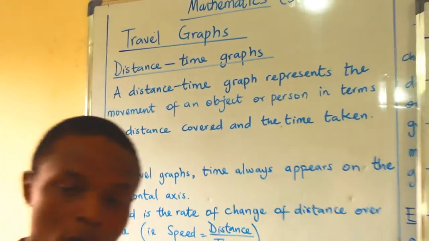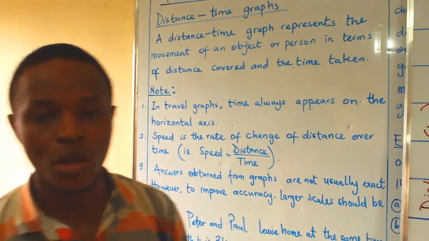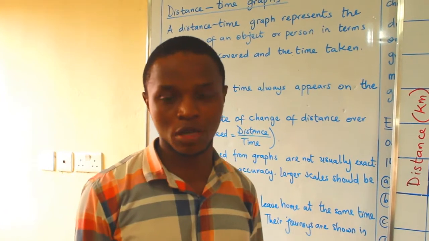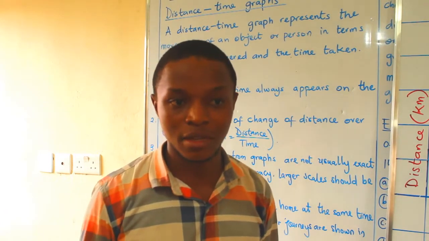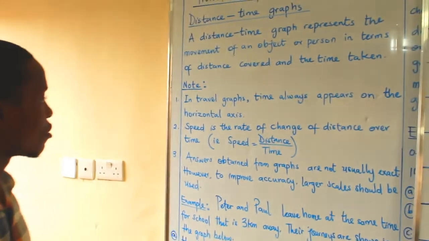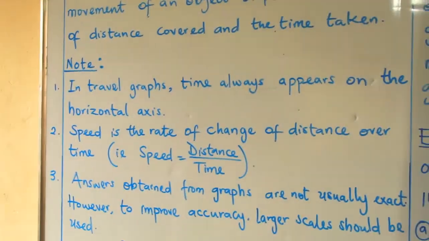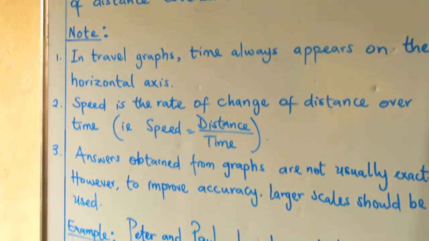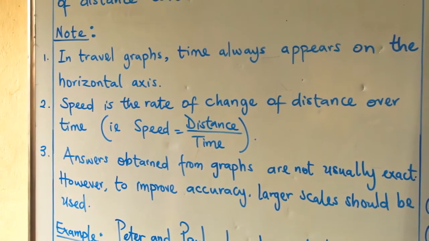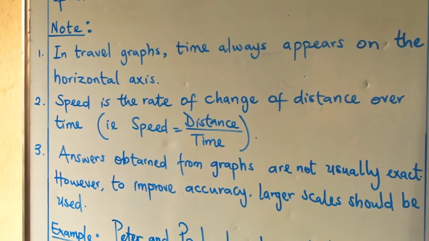Before we continue, I want us to take note of these three points. They are very important points when you're talking about travel graphs. The three points are that, one, in travel graphs, time always appears on the horizontal axis.